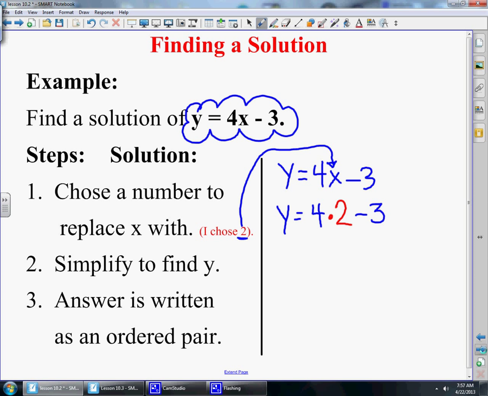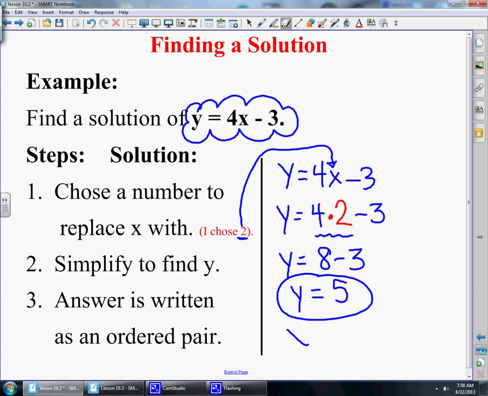Now I'm just going to follow order of operations to find the solution for y. So 4 times 2 is 8, and then 8 minus 3 is 5. So this is what y is equal to when x is 2. So the solution when x is equal to 2 is 2, 5. That's one of the many solutions that you could have for this equation.